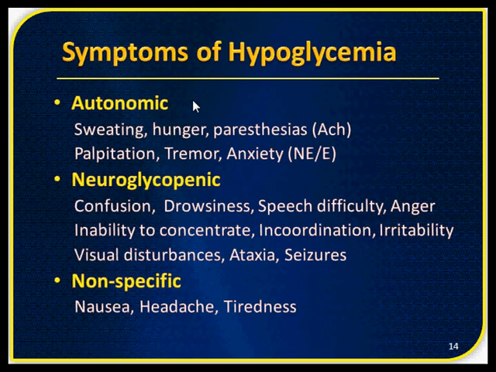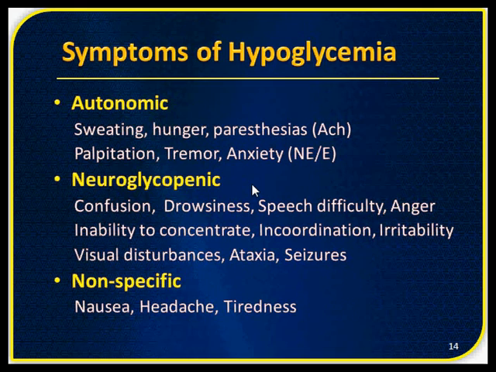The autonomic symptoms are due to excess sympathoadrenal outflow, which can result in increased epinephrine, norepinephrine, and acetylcholine. Increase in the acetylcholine produces sweating, hunger, and paresthesias. Increase in the norepinephrine and epinephrine produces palpitation, tremors, anxiety. These are the autonomic symptoms.